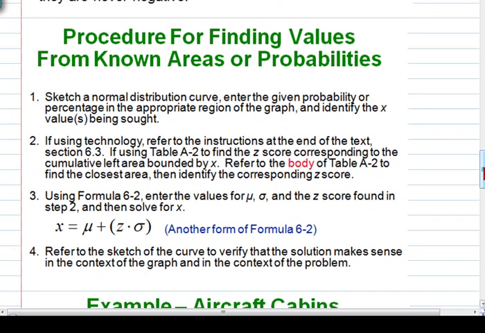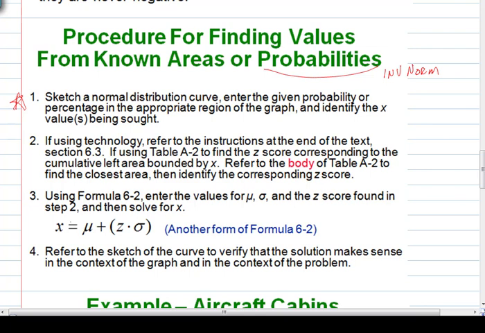Procedure for finding values from known areas or probabilities. If we know the probability, then what do we use on our calculator to find a z-score? The inverse norm. And that's right under the normal CDF on your calculator. You're still going to start by sketching a picture. Draw a picture of a normal distribution, enter the given probability or percentage in the appropriate region of the graph, and then identify the x values that are being sought.